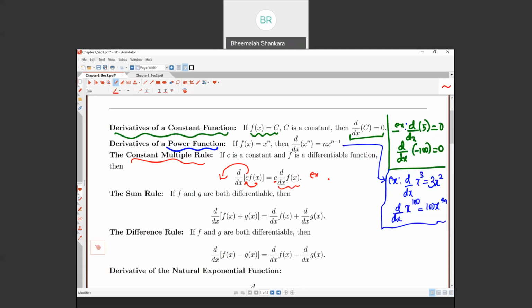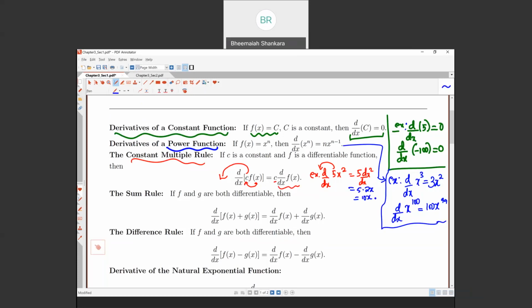Example, suppose we want to derive 5x squared. 5 is a constant, you can move it outside, so you have 5 times the derivative of x squared. And we just learned the power rule of differentiation. So the derivative of x squared is 2x, and simplifying, you get 10x.